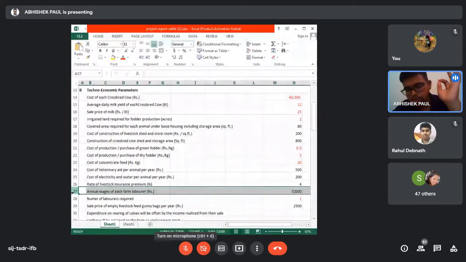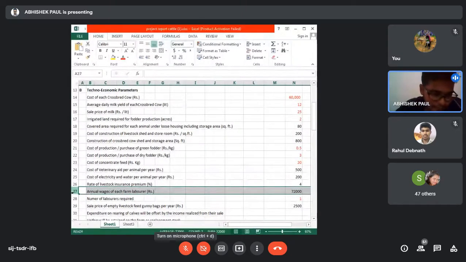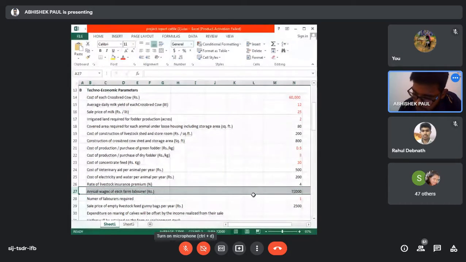how much? You just see. This is the annual wages charge in rupees. Annual means in a year. So in a year, as per this assumption, they will pay 72,000. 72,000 means 72,000 divided by 12, so how much will it come? 6,000 per month.